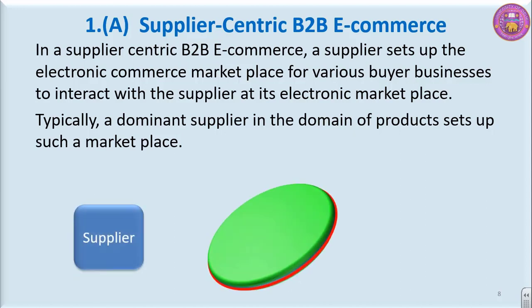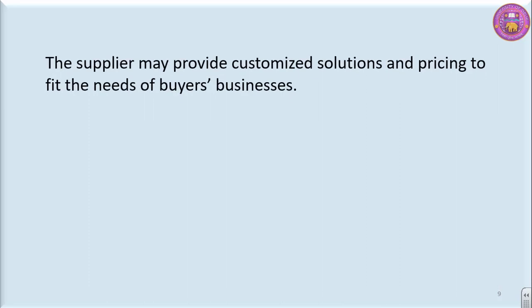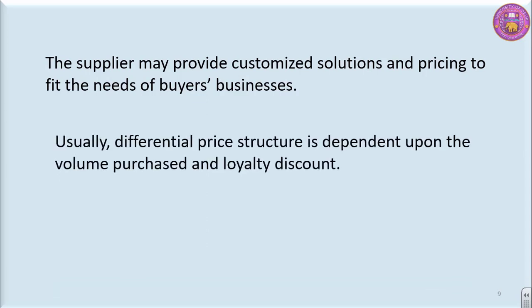Look at this example. The supplier is very powerful. He sets up a website, and on the website, a number of buyers come to transact business. Then this is supplier-centric B2B e-commerce. The supplier may provide customized solutions and pricing to fit the needs of buyers' businesses. Usually, differential price structure is dependent upon the volume purchased and the loyalty discount.